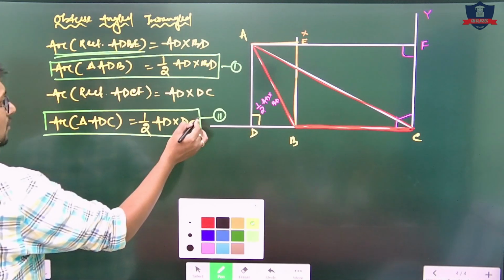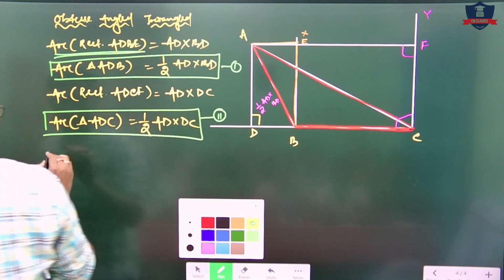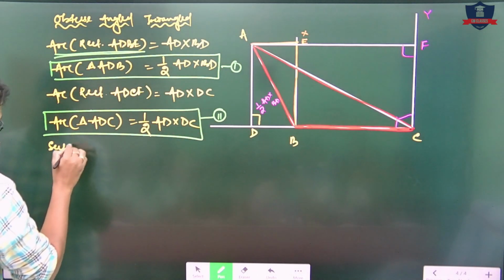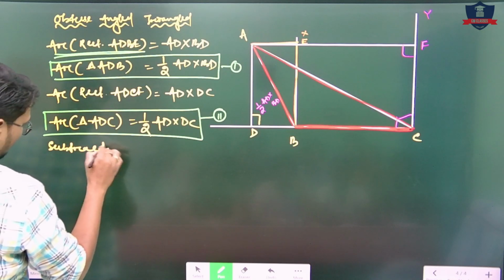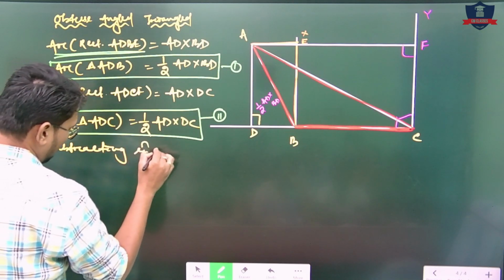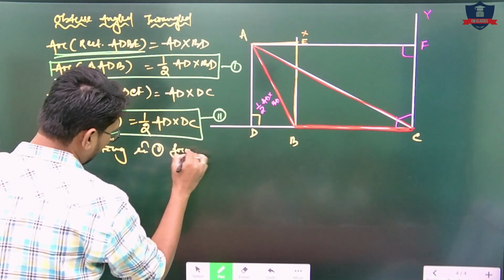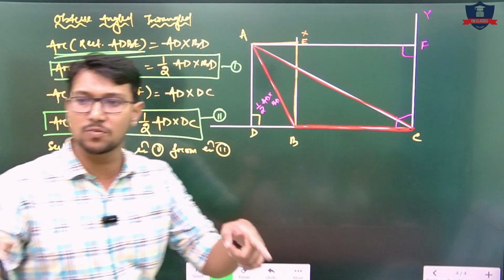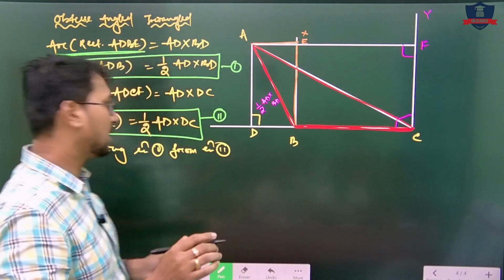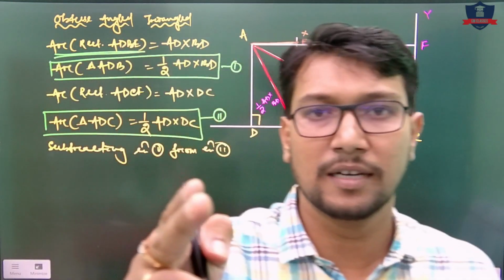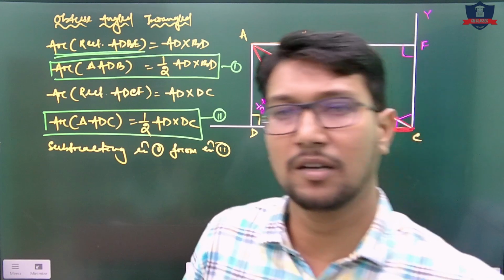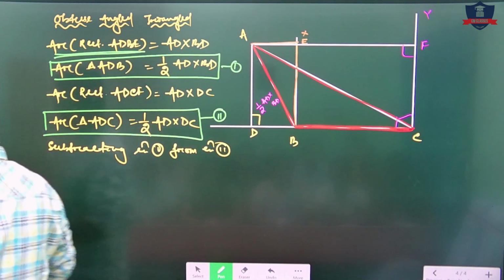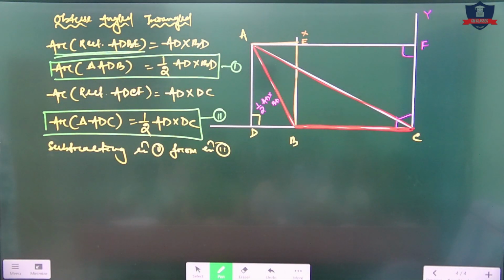Subtracting equation 1 from equation 2. It means equation 2 minus 1. Is that clear? Are you clear or not? Any doubt? What about others? Are you there now? Okay, very good.